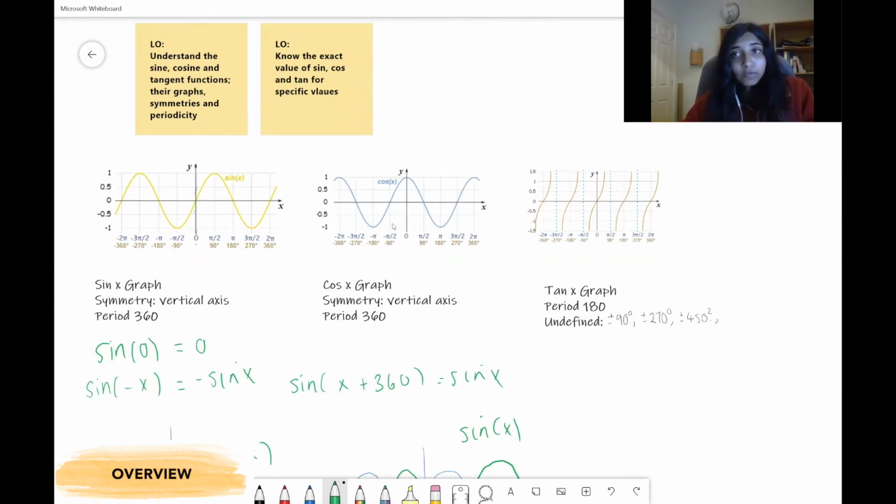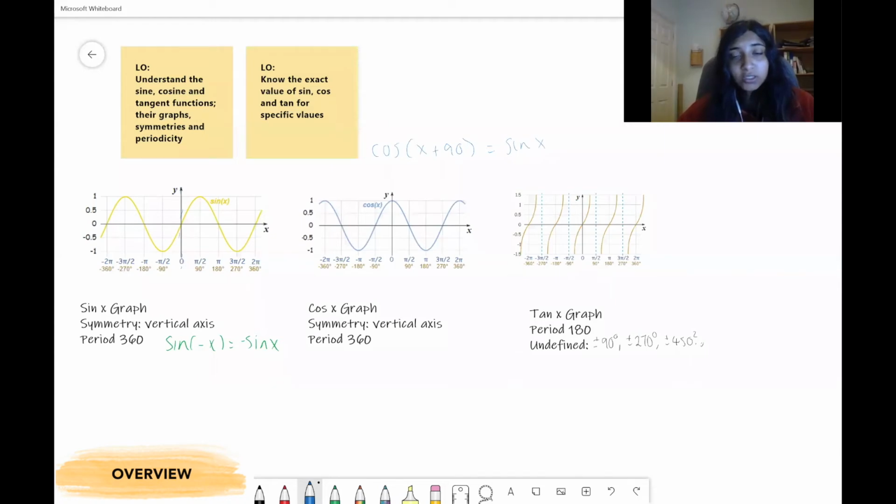So now let's move on to the cos graph. Moving on to the cos x graph, this is really similar to the sine x graph. The only difference is that the cos graph is shifted 90 degrees to the left of the sine graph. So that means that if you would do sine of x plus 90, if you remember, that's just a shift to the left of 90 degrees, you would just get cos of x. So that's the relationship between the two graphs.